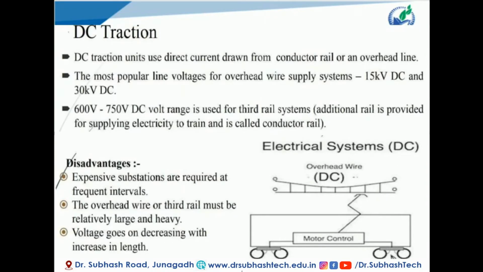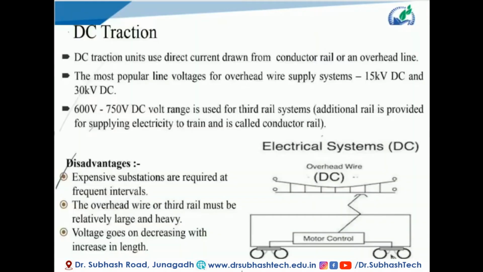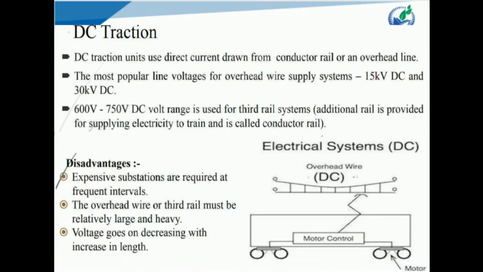Now each and every part, the DC system, AC system and composite system, we will see further. The first is DC traction. DC traction units use direct current drawn from a conductor rail or an overhead line. The most popular line voltage for overhead wire supply systems is 1.5 kV DC to 3 kV DC. The 600 volt to 750 volt DC range is used for third rail systems. An additional rail is provided for supplying electricity to the train and is called the conductor rail.